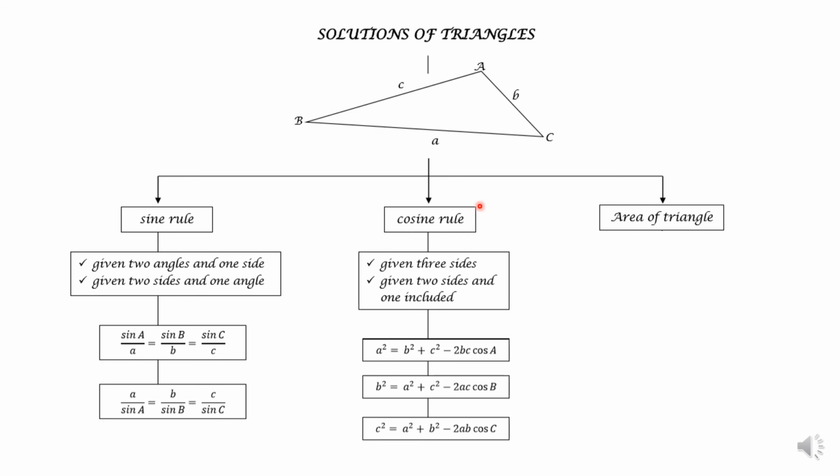For cosine rule, given three sides, or given two sides and one included angle: a squared equals b squared plus c squared minus 2 times b times c cos A. Or b squared equals a squared plus c squared minus 2 times a times c cos B. Or c squared equals a squared plus b squared minus 2 times a times b cos C.